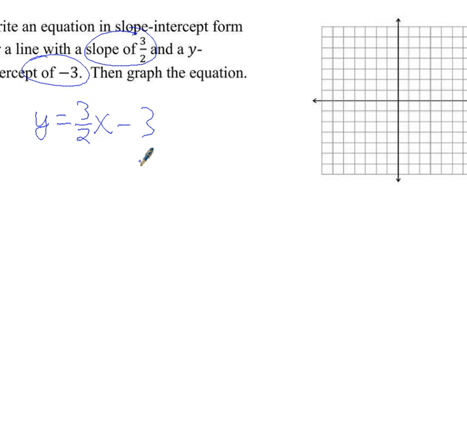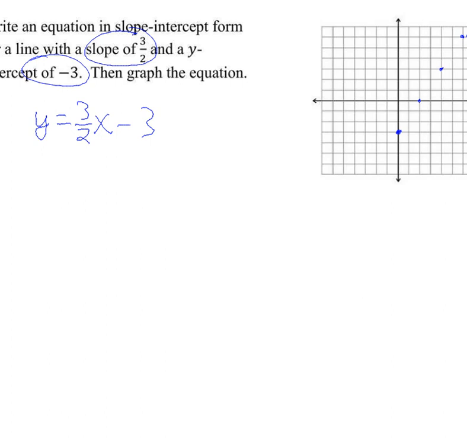Start at the y-intercept, which is negative 3. So I go to my y-axis, and I go to negative 3, which is right there. I'm going to put a dot. Then from the y-intercept, use the slope. The slope is a rise of 3, a run of 2, 3/2. So from here, I'm going to go up 3, 1, 2, 3, and over 2 to the right, 1, 2, and put a dot. And I'm just going to repeat that and get as many dots on here as I can. Up 3, over 2 to the right. Up 3, over 2 to the right.